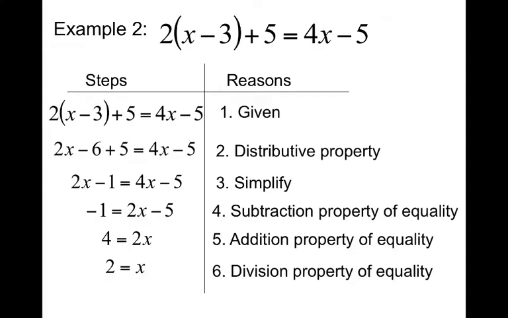Again, you can abbreviate over here. For property of equality, I would just put POE. Notice subtraction and substitution both start with SUB. If you put SUB on your paper, I don't know if you meant subtraction or substitution. So go a little bit further than that. Okay, subtraction. Don't just put sub.